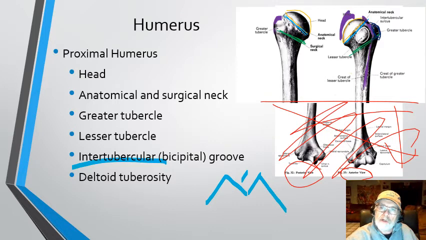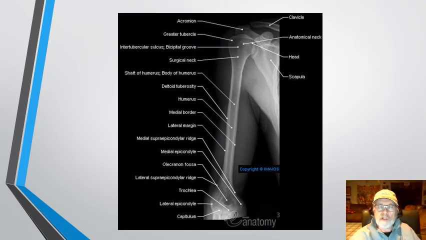Glenoid fossa would be sitting right here. The glenoid fossa would be sitting right there. Okay. Let's look at some X-rays here to give you a little bit better idea as to where we are. Okay. And I'll go ahead and annotate these as we go. Here's the glenoid fossa. You see it right there? Okay, that's the glenoid right there.